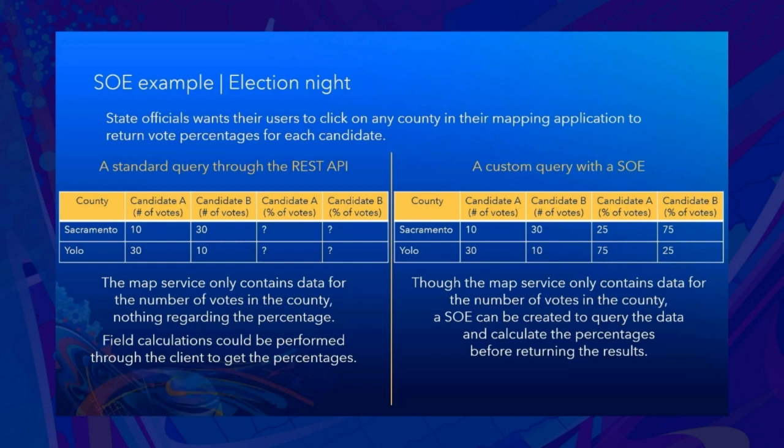This same query could be done with an SOE. Instead of having field calculations calculated after that query is made, this can all be done through the map service. That SOE can be created to specifically calculate the percentages before returning the results to the client that made the request. You can see this on the table on the right. Here, we will dynamically be able to know what percentage of votes candidates A and B have, which is a lot more helpful than just the raw numbers we'd see with just a standard query that does not have the SOE.